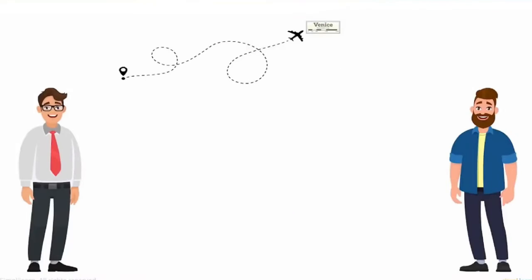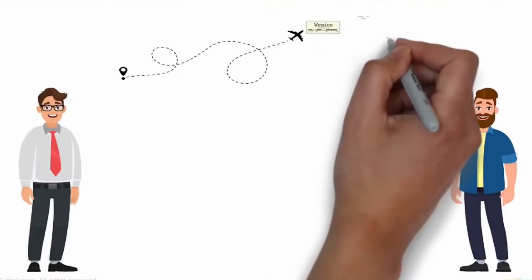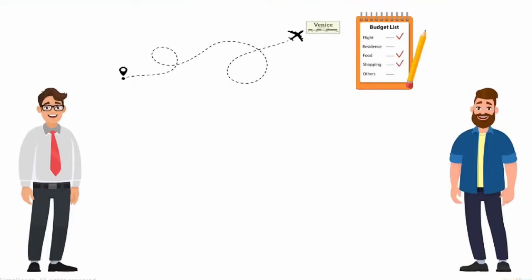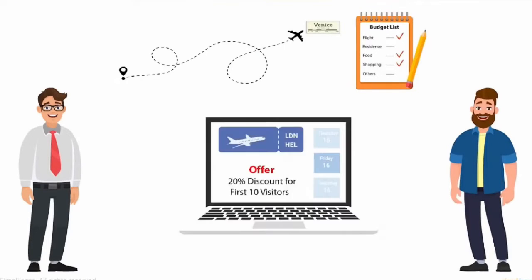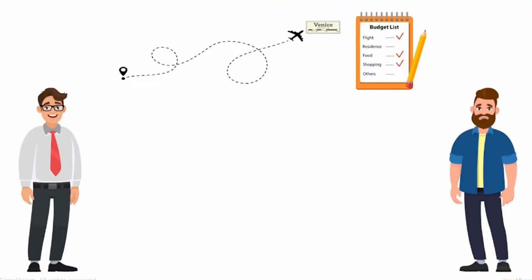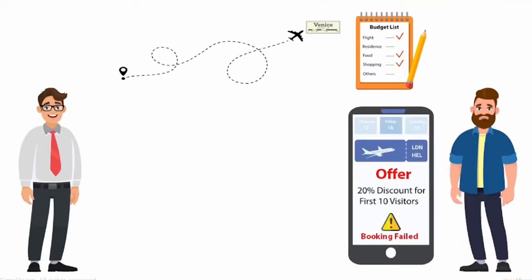Meet Frank and Daniel. One day they decide to go for a trip to Venice. They made a budget list for all their expenses like residence, flight, etc. They thought of making their bookings online from a site that offered discounts to the first 10 visitors on that day. While making their respective flight bookings, Daniel's transaction failed and he missed the offer going on.